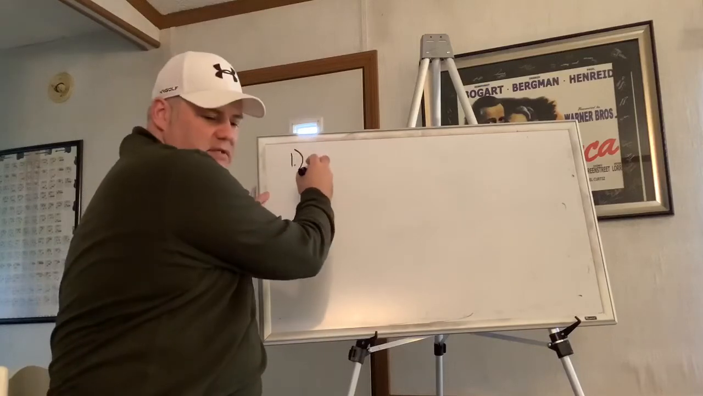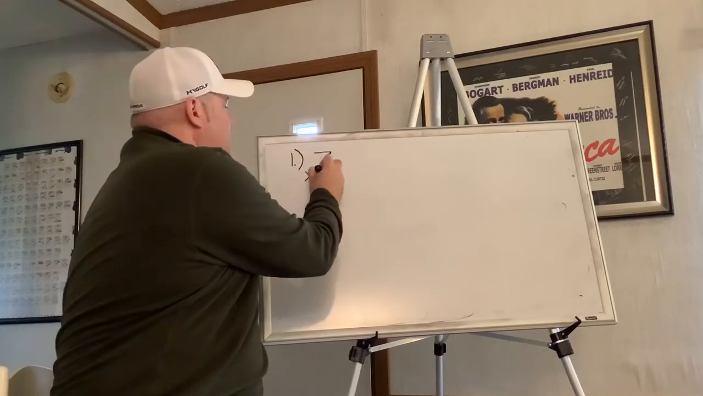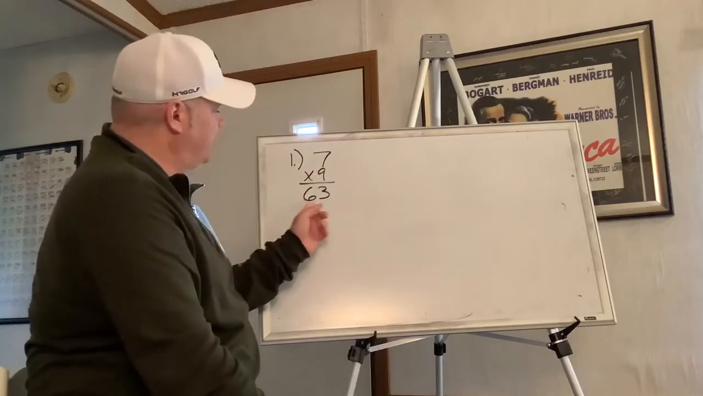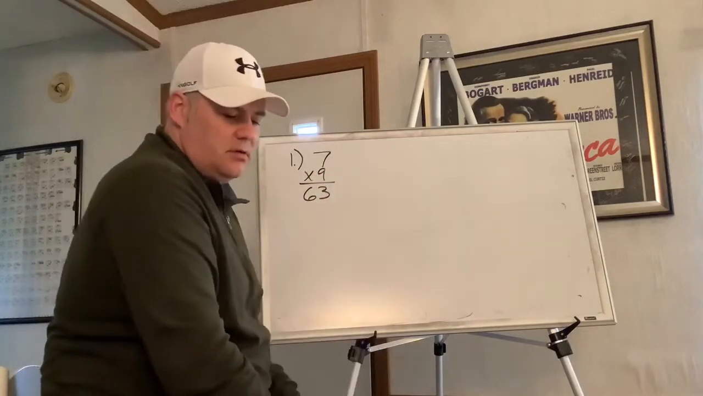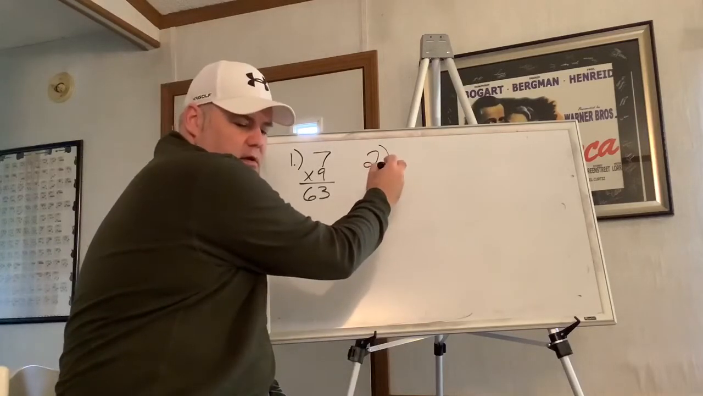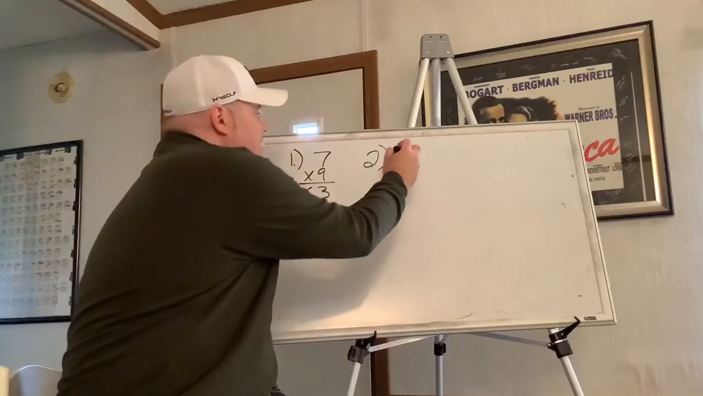Number one was 7 times 9. Okay, so that's a mental math. 63. Remember, 6 and 3 add up to 9. That was a trick you could do with 9s. And then you've got 15 times 5.